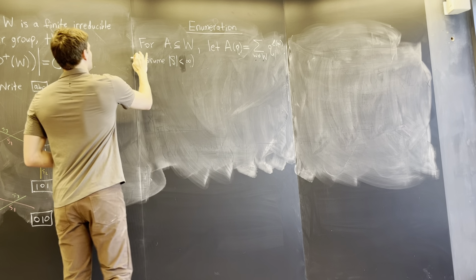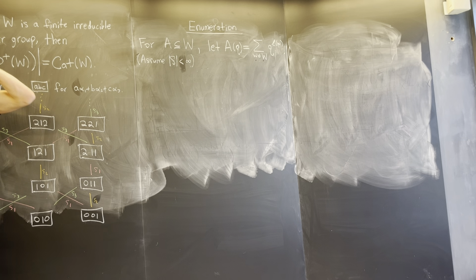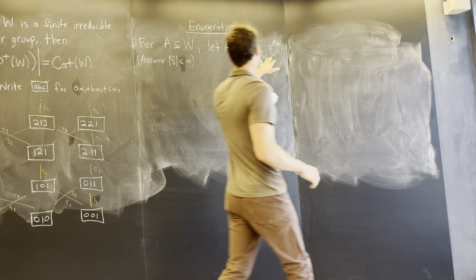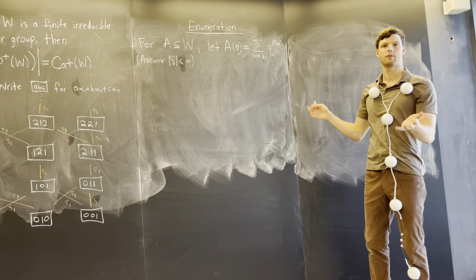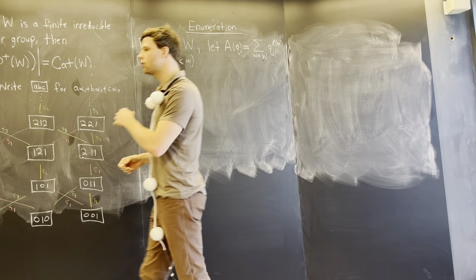Okay. So in this case, there are only finitely many elements of each given length, so this will be some well-defined power series in the variable Q. Or if W is finite, this is just a polynomial.